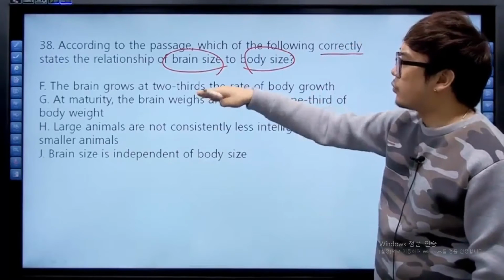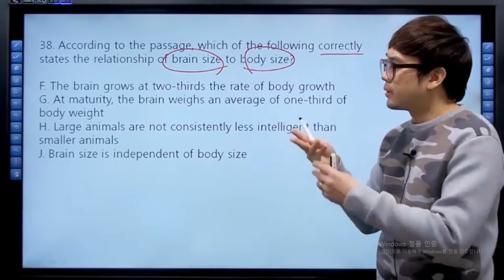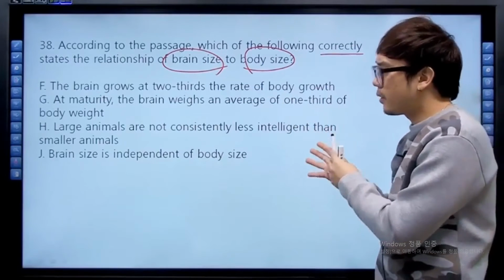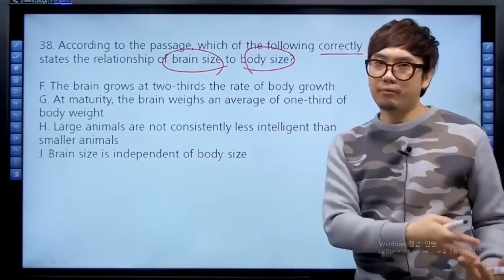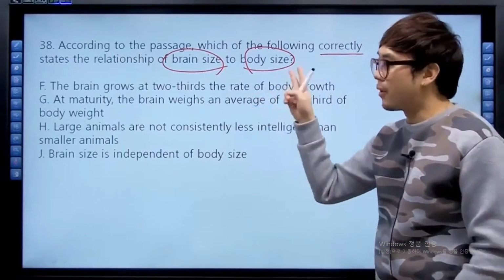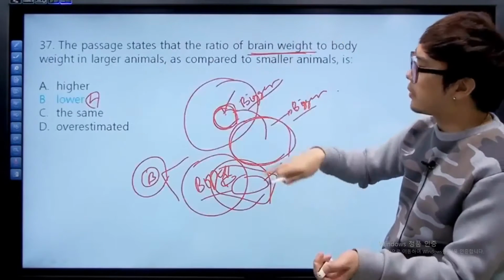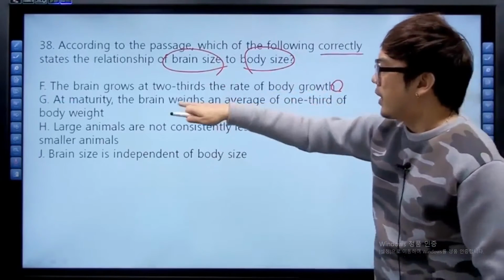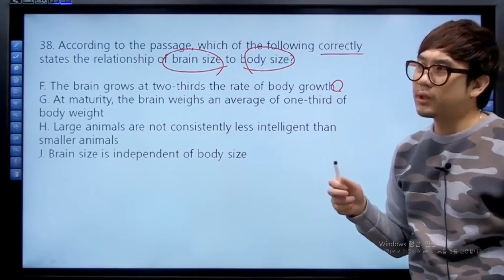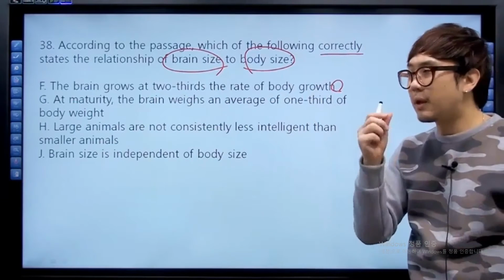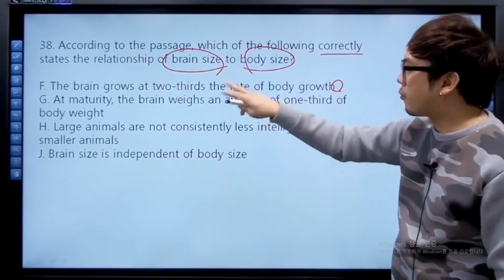The brain grows at 2/3 the rate of body growth. Have we read that? I think we've read that, right? I think that's true because we said that the body grows faster than the brain, 2/3 at a time. So that's something that we read when we were solving this question, right? Okay. G: at maturity, the brain weighs an average of 1/3 of the body weight. Well, that's kind of true, but not 1/3. It's 2/3, right?